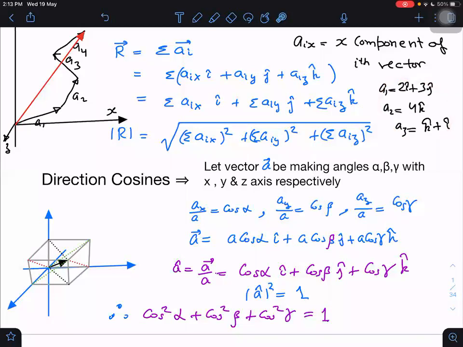What will be the net i cap component? One i cap here, and one i cap and two i cap, so the net i cap component is 3i cap. So the resultant vector will become 3i cap plus, what is the j cap component? One j cap component here and nowhere else, so plus 3j cap. And what about k cap? 5k cap. Now I know this is the resultant vector.